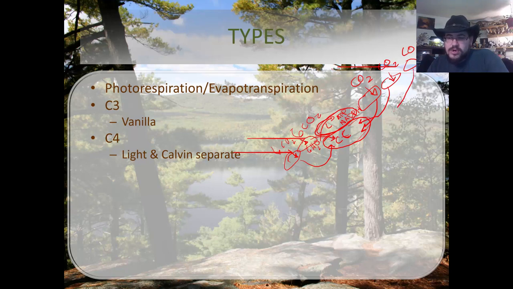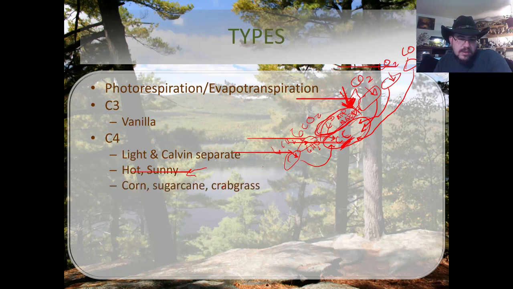And this helps reduce the amount of water lost when we absorb our carbon dioxide for the Calvin cycle, right? Instead of just doing all of it at the same time, in which we transfer our water in and then start losing it as soon as we pull in our carbon dioxide, we have our light reactions occurring in our special cell right here. And then we have our Calvin cycle occurring in a separate cell. So when we use that carbon dioxide, we're not opening up to the environment and losing it. So this is great in hot, sunny areas. Corn that grows in hot, sunny climates, sugarcane, crabgrass, all examples of C4.